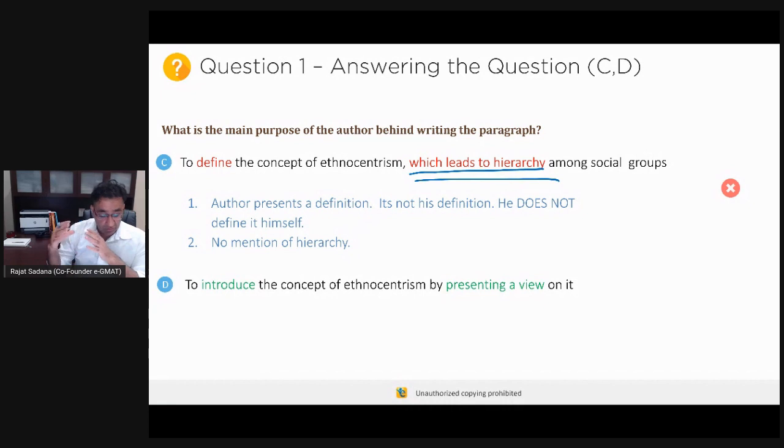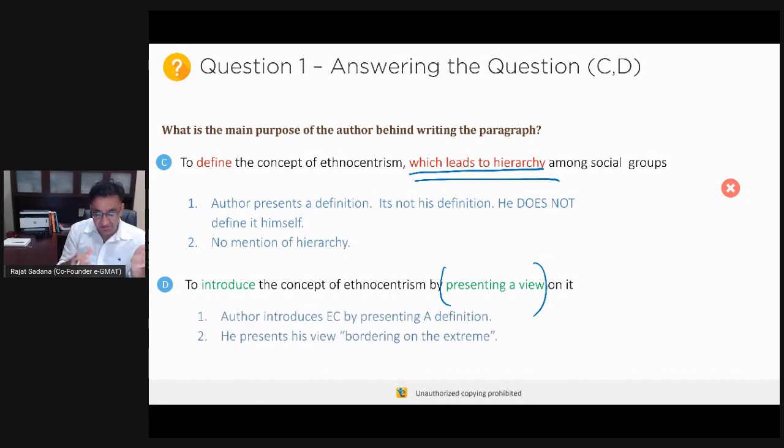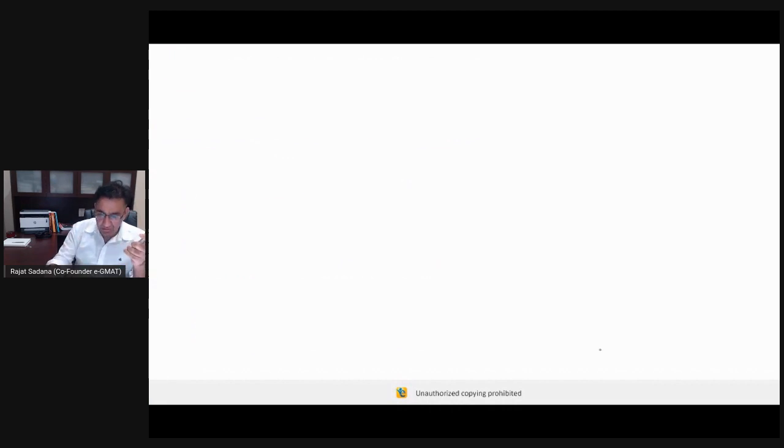Choice D, he says, to introduce, which is our correct answer. So he says to introduce the concept of EC. He does introduce us to what EC is. He says there's one definition of EC over there, and he does present a view on that introduction, that this is an extreme definition. And he presents his view by saying it's bordering on an extreme, which makes it the correct answer choice. So with that, let's go to our next question over here.